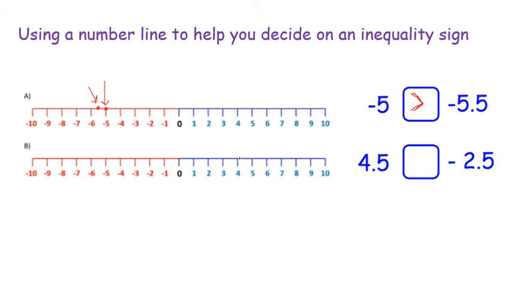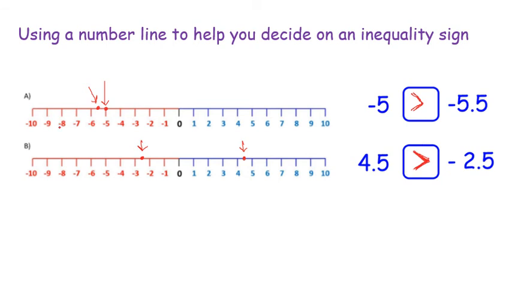So positive 4.5 is here, and -2.5 is here. Now we've got a nicer gap here to look at. We know that this one, 4.5, is greater than -2.5. So we can place a greater than symbol in the box.